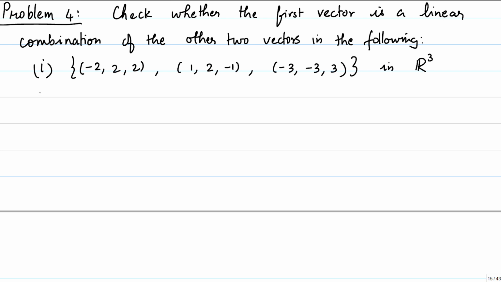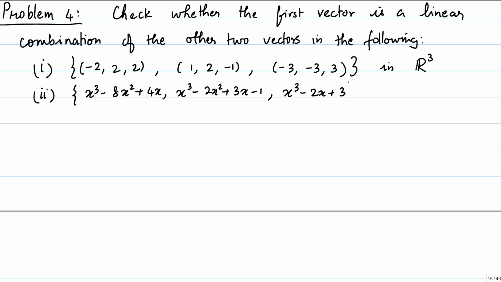And how about the second one? Let's just do two of them. This is just going to be x^3 - 8x^2 + 4x, x^3 - 2x^2 + 3x - 1, x^3 - 2x + 3. This is in P3(R). Okay, so we need to check whether the first vector can be written as a linear combination of the other two vectors.